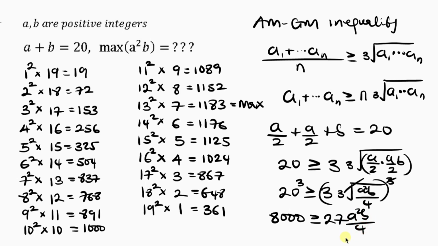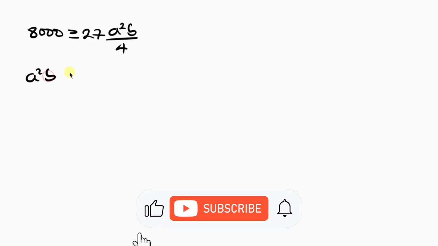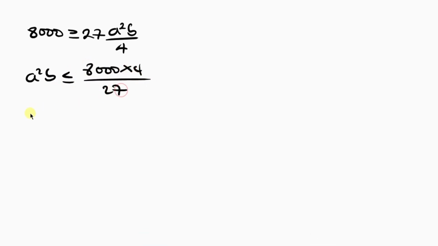So everything is looking well and good. I can make a square b the subject of the formula. Let's turn to the next page and do that. So making a square b the subject, I'm going to have a square b less than or equal to 8,000 times 4 divided by 27. So a square b will be approximately 1,185.